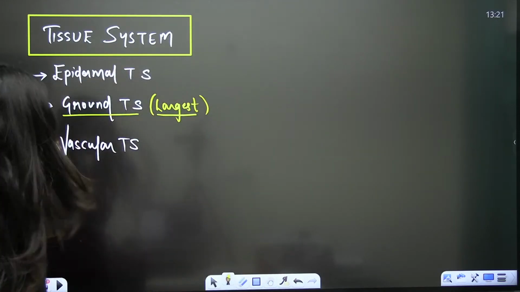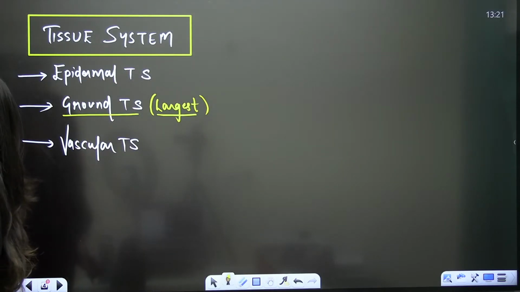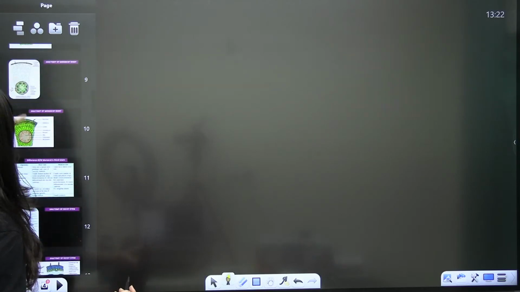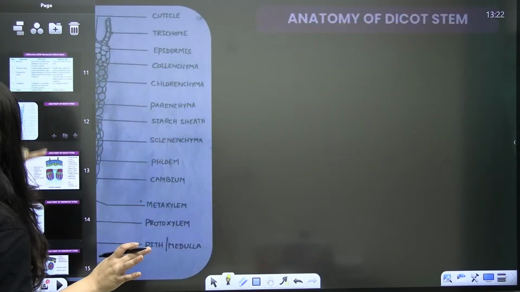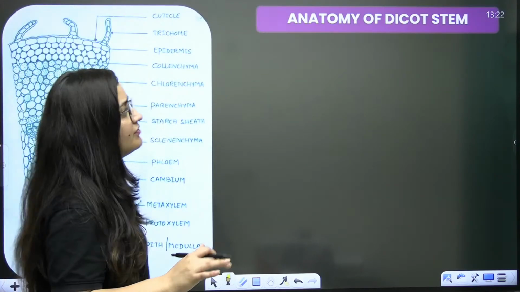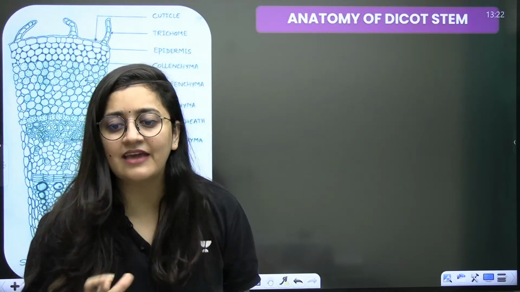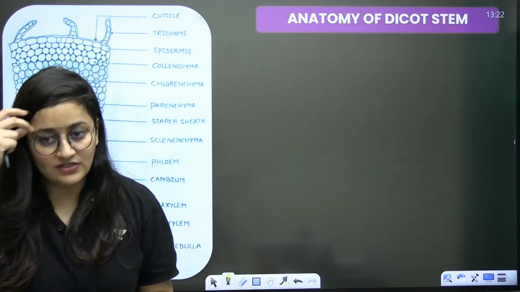So now first of all, how are we going to start today? Today we are going to start with the dicot stem first. Clear? So are you guys ready for this? Yes. We are going to start with the internal structure of the dicot stem first, the anatomy of the dicot stem.